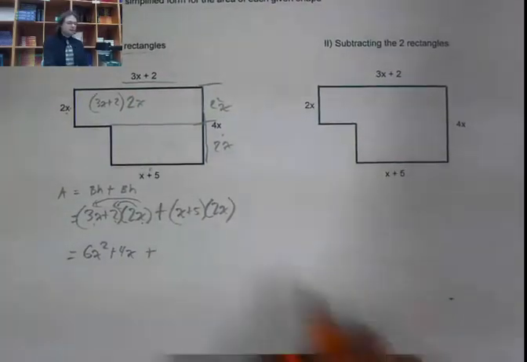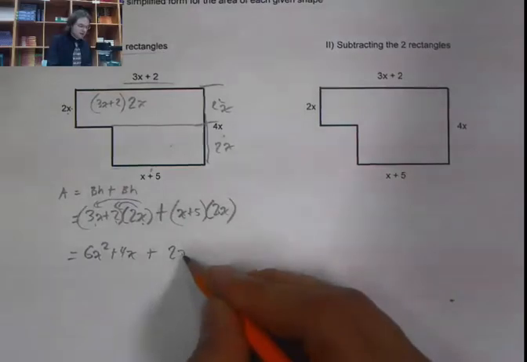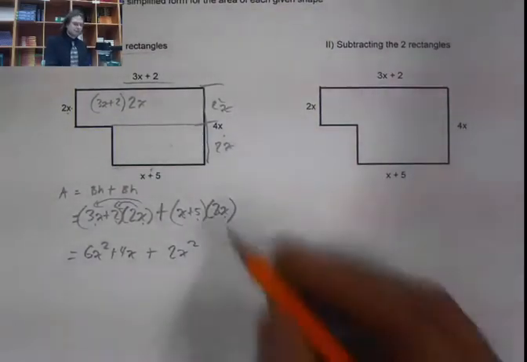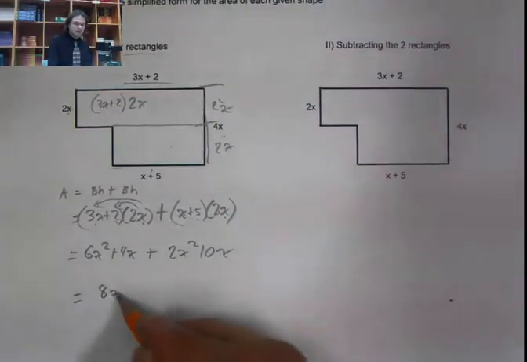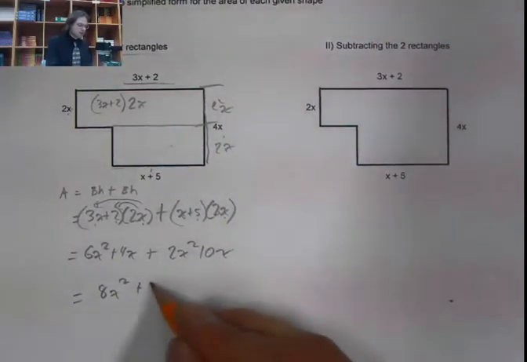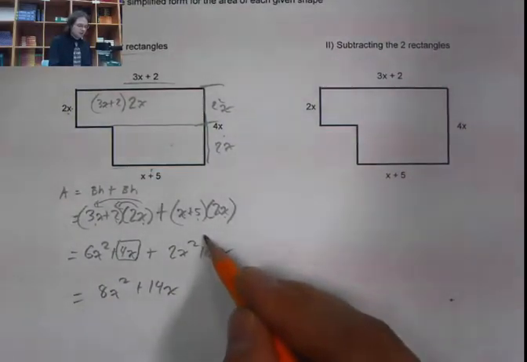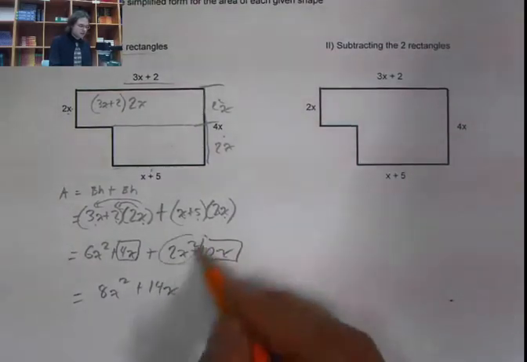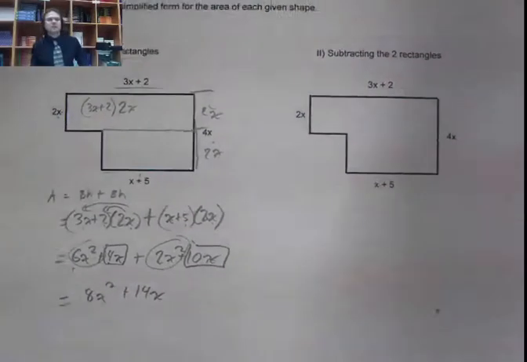And we have to add. Here we have to go 2x multiplied by x gives me 2x squared. And then I'm going to have 2x multiplied by 5 gives me 10x. So altogether, I'm going to get 8x squared plus 14x, right? Because we combine all my like terms. I have this, and then I have these circles, right? Those go together, the squareds and the x's.